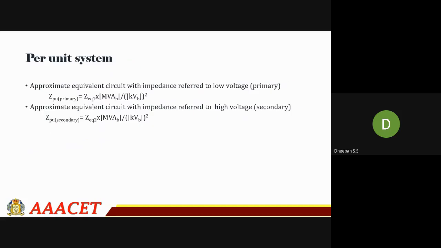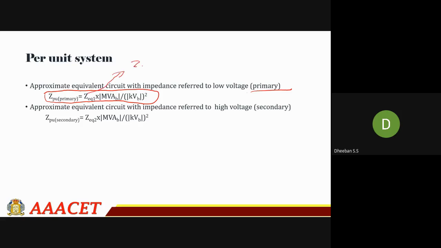So this is the formula for your equivalent circuit with impedance referred to your primary. This is in terms of your per unit, as they have given. Here it is very clear for your primary side. This here is your equivalent impedance.